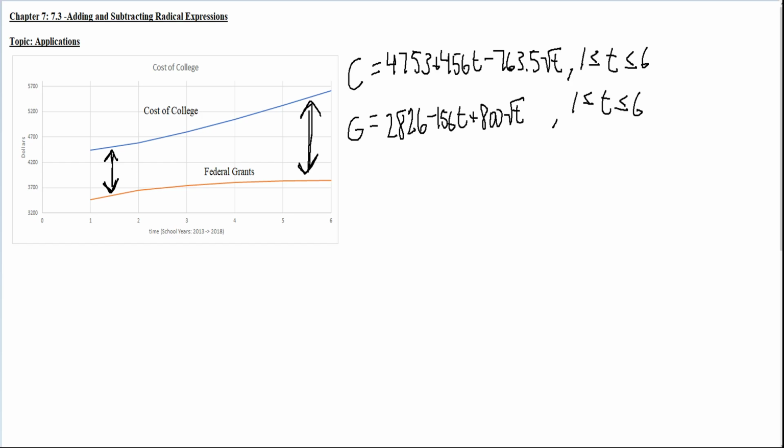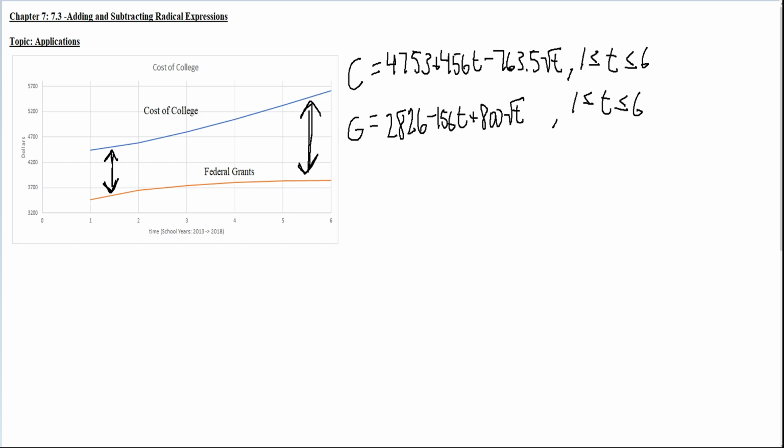My name is Joel and we will be continuing on with section 7.3, adding and subtracting radical expressions, with the second part of our topic being applications. Before, with applications, we just looked at triangles, but now we're going to be looking at graphs and the radical expressions that come from those graphs, okay?